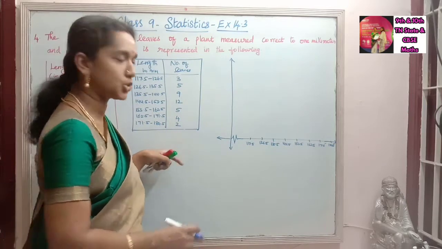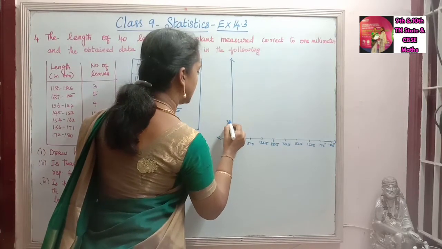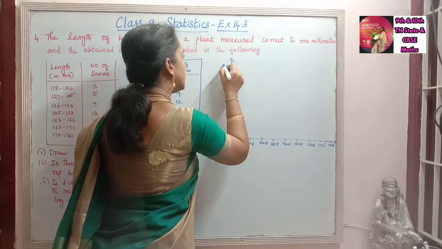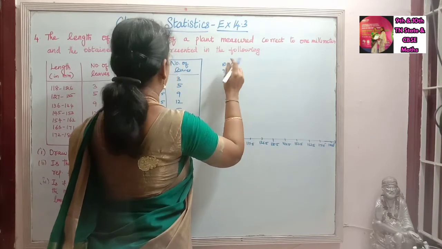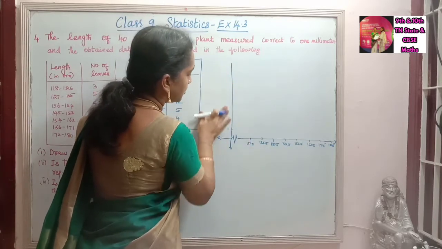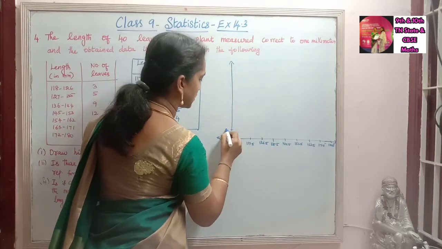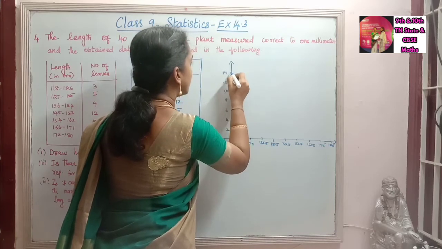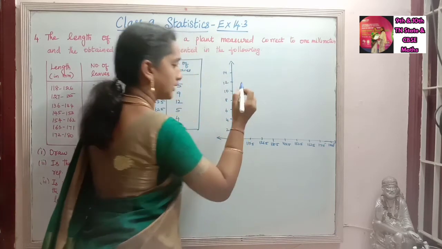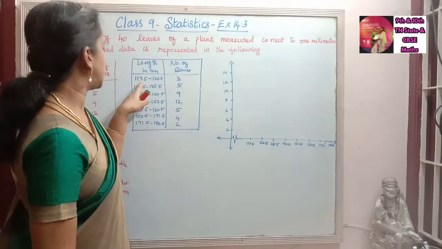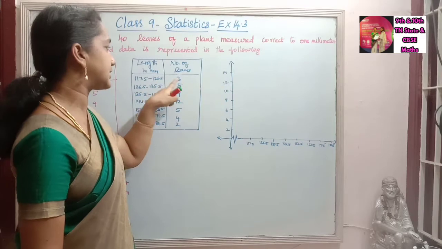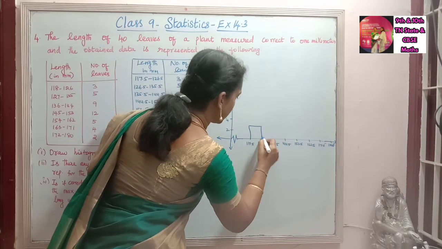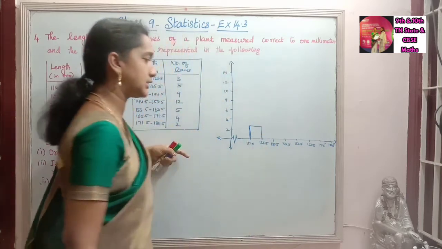On the y-axis, the maximum we are having is 12. So 1, 2, 3, 4, 5, 6, 7, 8, 9, 10. We will take the y-axis 1 centimeter as 2 units. So 2, 4, 6, 8, 10, 12, 14. Now this one, 117.5 to 126.5, is 3. So 3 will be between 2 and 4. This is the bar for that.